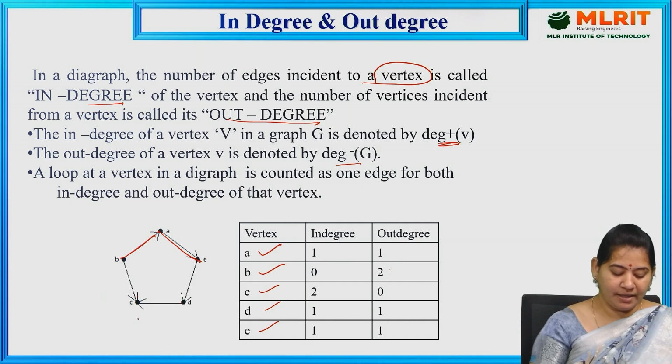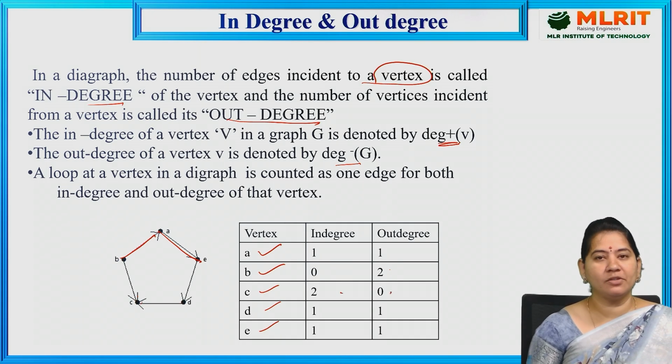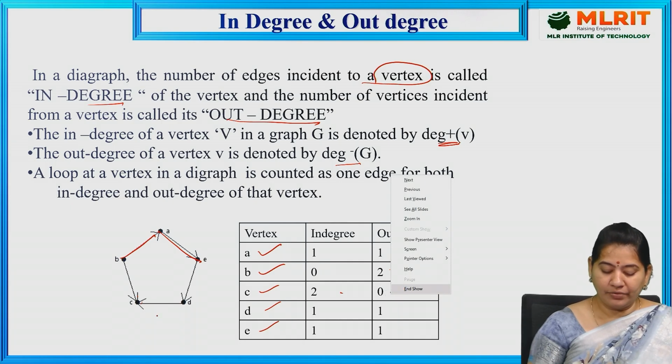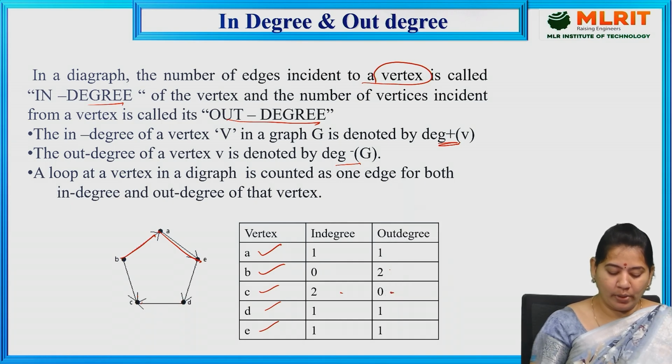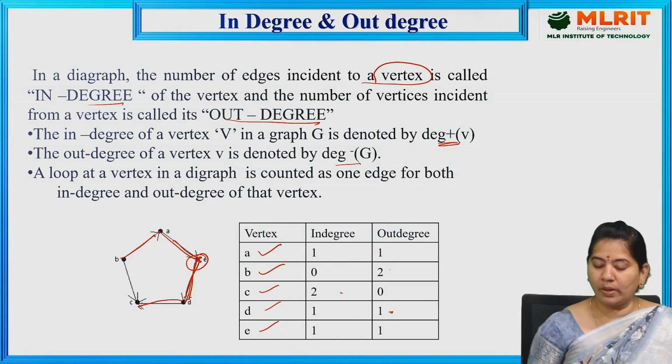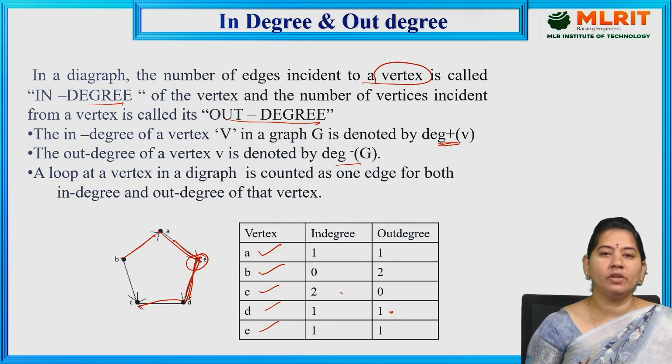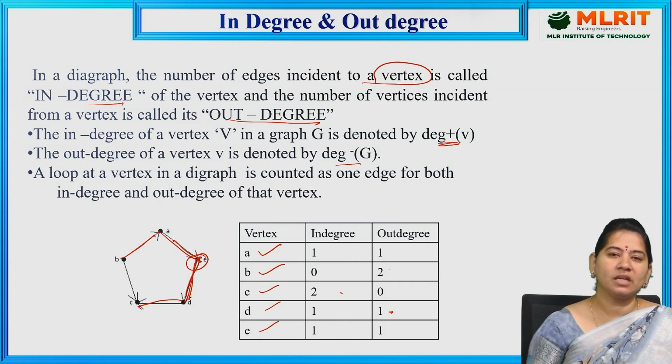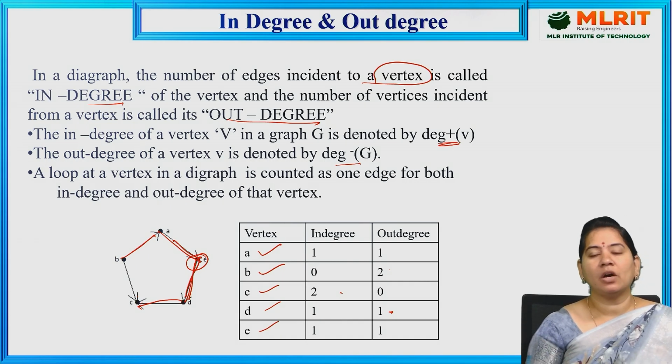And for C here, both are incoming. So in degree 2, out degree there is none. And for the vertex D here, one incoming and one outgoing. So 1 and 1. And for the vertex E, one incoming, one outgoing. So 1 and 1. Like this, you need to find the in degree and out degree for directed graphs. In degree is which is coming towards that vertex, and out degree means which is going away from the vertex.